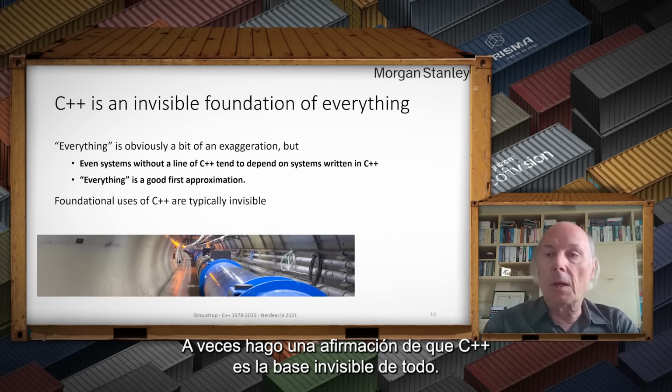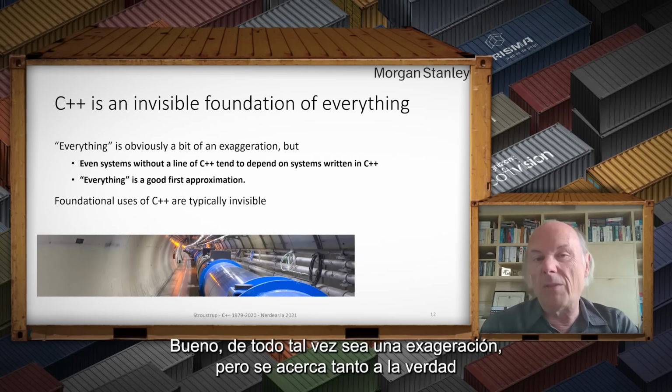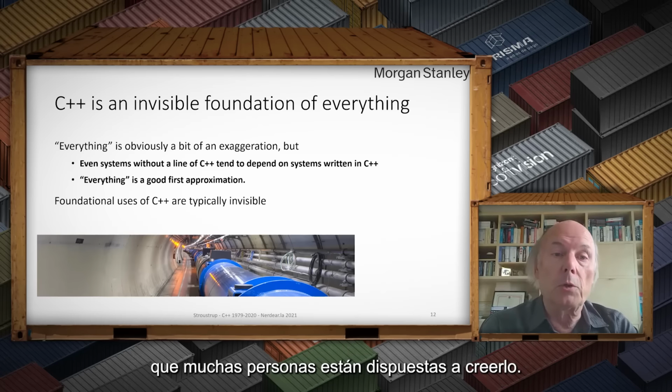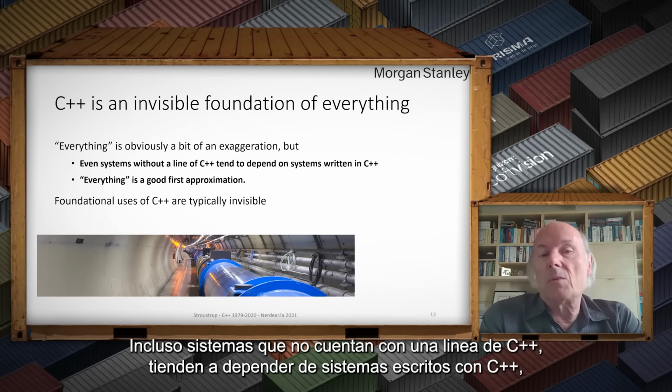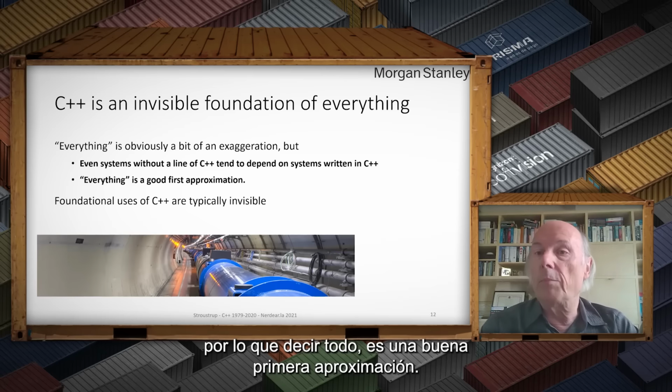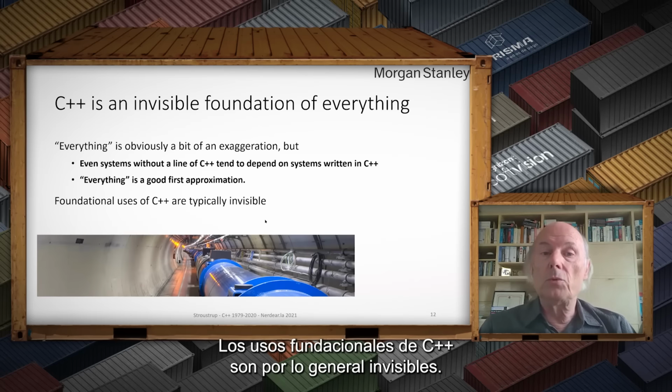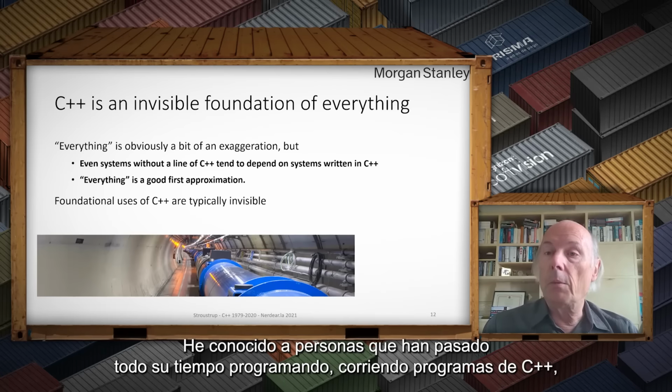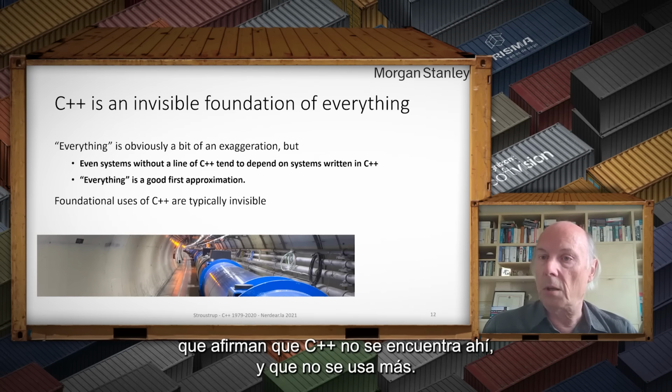So I make a claim sometimes that C++ is an invisible foundation of everything. Everything's obviously a bit of an exaggeration, but it's closer to the truth than a lot of people are willing to believe. Even systems without a line of C++ tend to depend on systems that are written in C++. And so everything is a pretty good first approximation. Foundational uses of C++ are typically invisible. I have met people who spend all of their time programming, running C++ programs, who claim that C++ just isn't there and isn't used anymore.